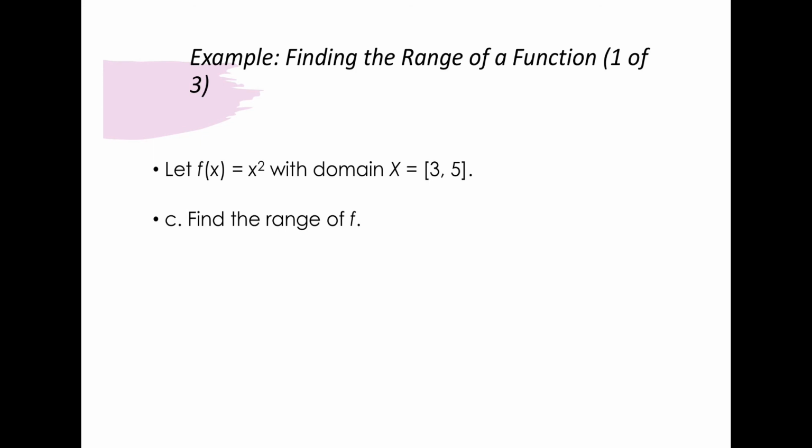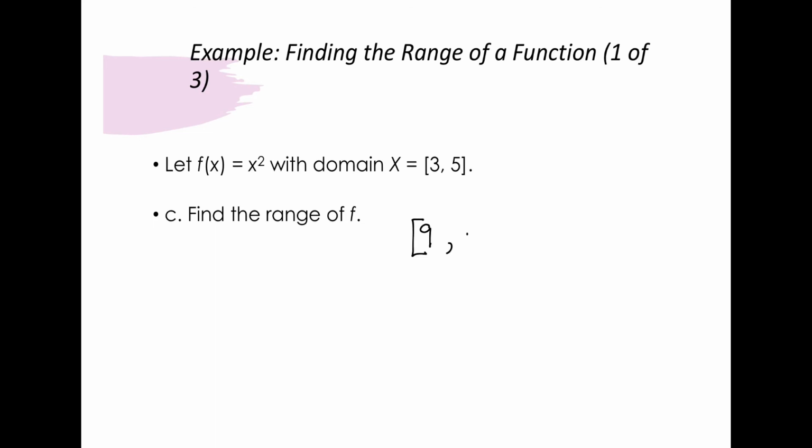Okay, well, it says now find the range. Well, we saw that range went from 9, including 9, right? Because we included 3, went all the way up to 25, and then included 25 because 5 was included as part of the domain of f. So my range in interval notation would go from 9 to 25. We could also put it in set builder notation.